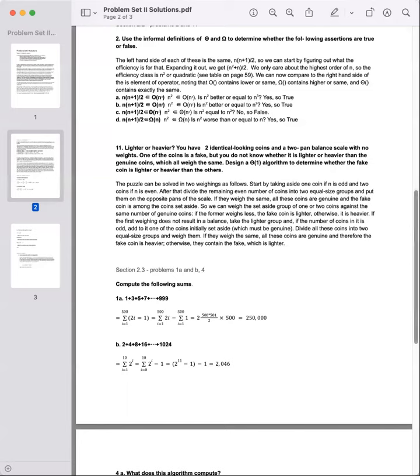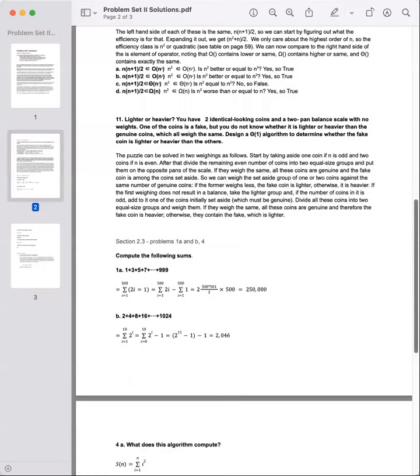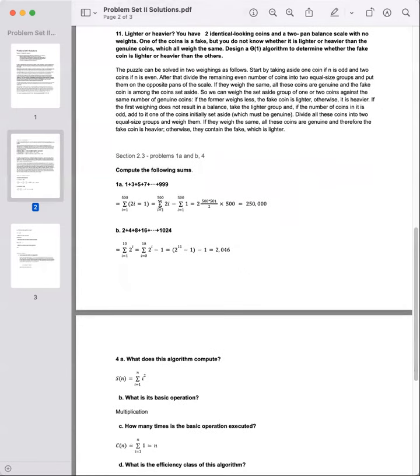Okay. Section 2.3, computing the sums. And again, there are a lot of ways you could have done this. If you hard coded it into a program, it's okay. But the easier way here is to try to turn these into one of the formulas in the back of the book. Okay. So in this case, we look at this problem.